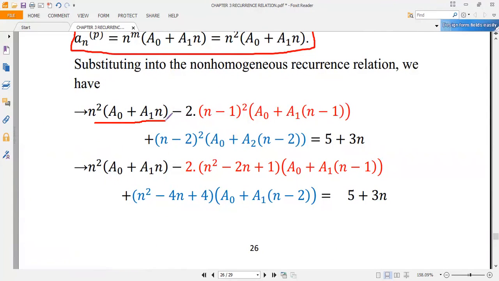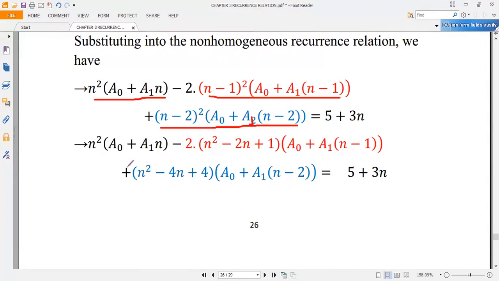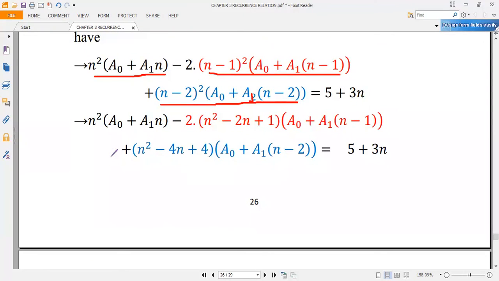So when substituting the a_n part, n squared times (a0 plus a1 n), minus 2 times, when substituting the a_{n-1} part, (n - 1) squared times (a0 plus a1 times (n - 1)), and plus, substituting the a_{n-2} part, (n - 2) squared times (a0 plus a1 times (n - 2)), which is equal to 5 plus 3n. So you have this.